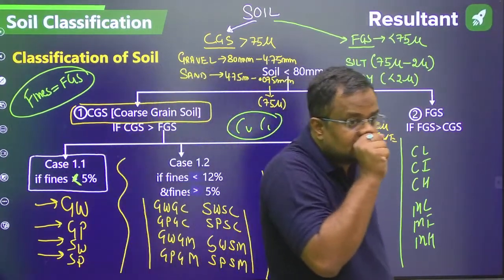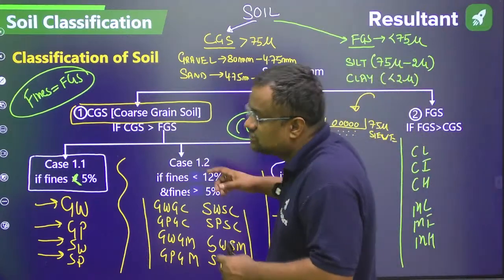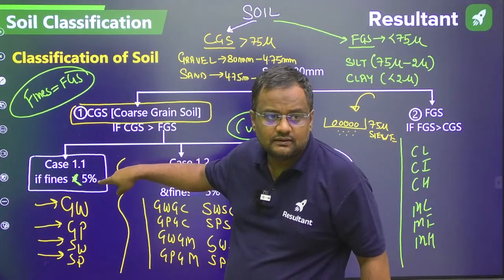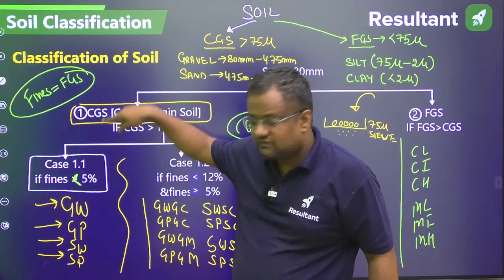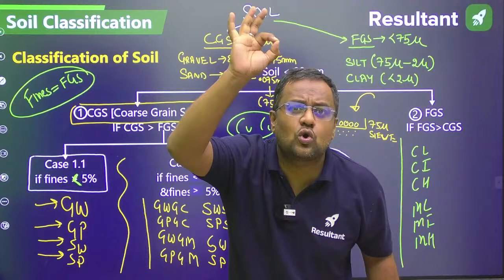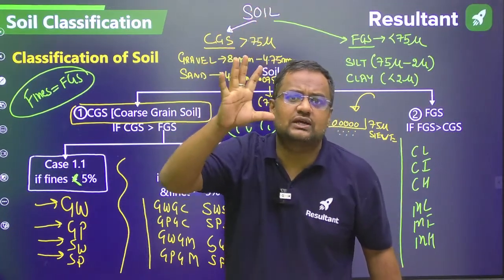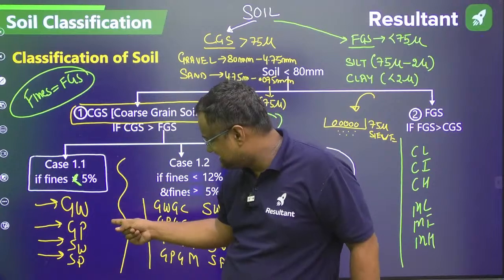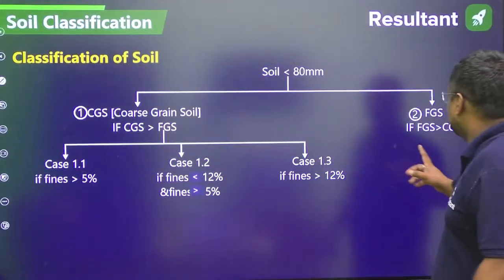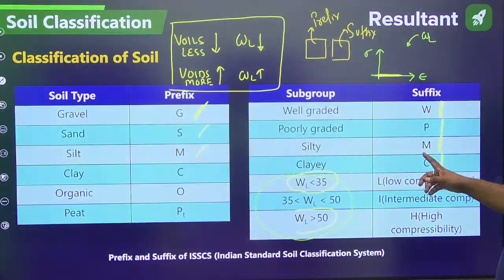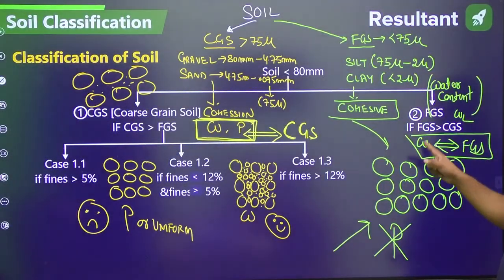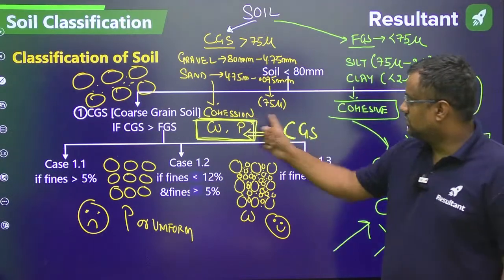Why are these names there, guys? Let me tell you, listen to the logic now. When fines are very, very less, there is no significance of fine grained soil. Therefore, neither the word clay, C, is there, nor the word silt. Neither the letters L and H are there. L and H are related to the liquid limit. LH is related to fine grained soil, and W and P are related to coarse grained soil.